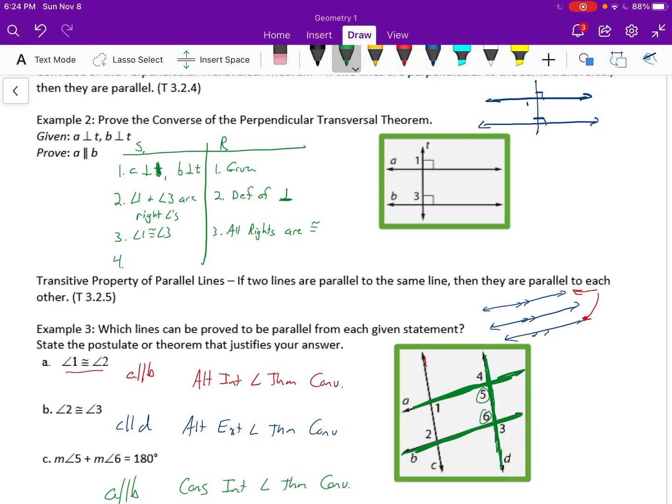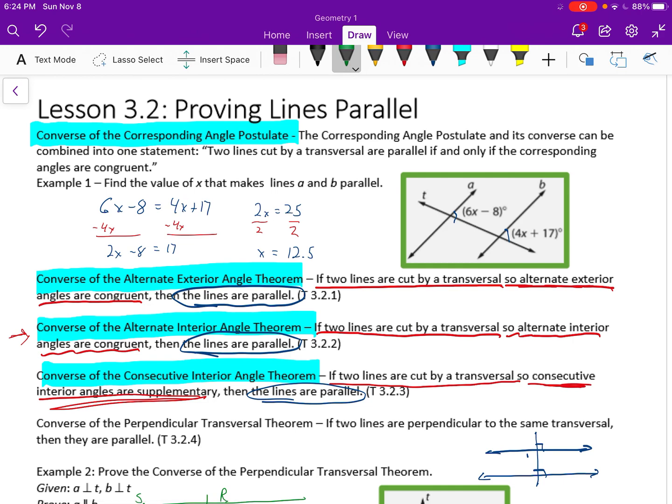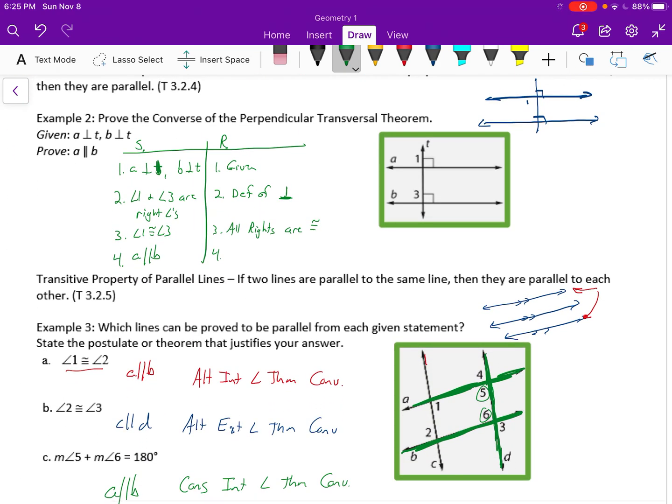And then lastly, we see angle 1 and angle 3. By looking at them, we see that they are corresponding angles. Well, if corresponding angles are congruent, then the lines are parallel. So A is parallel to B, and that is from this first one up here, the converse of the corresponding angle postulate. And so we can write the corresponding angle postulate converse. And there you have it. So there are those different ways to prove that two lines are parallel.